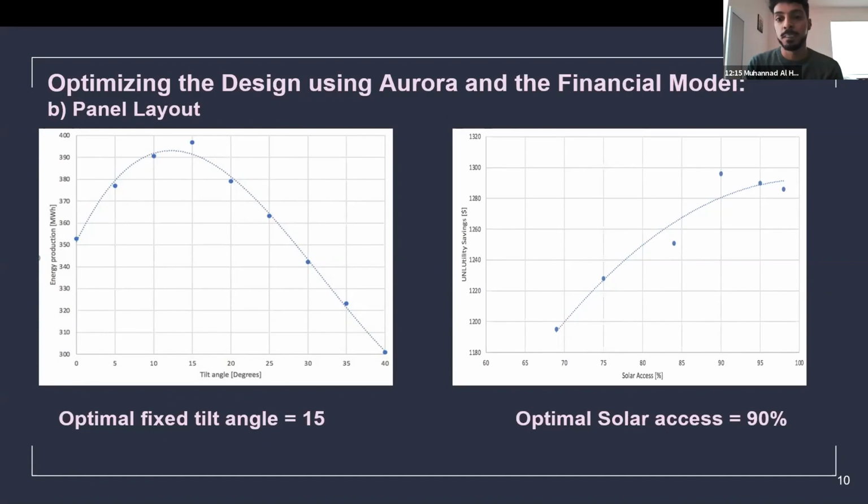To find the optimal fixed tilt angle, the relationship between energy production and angle was examined, and it can be seen that the angle of 15 produces the maximum energy compared with other angles. Thus, we decided to use it as our fixed angle. For the solar axis efficiency, the figure shows that the solar axis efficiency affects the final utility saving extracted from our financial model. The solar axis changes row spacing requirement and also the total number of panels in any building.